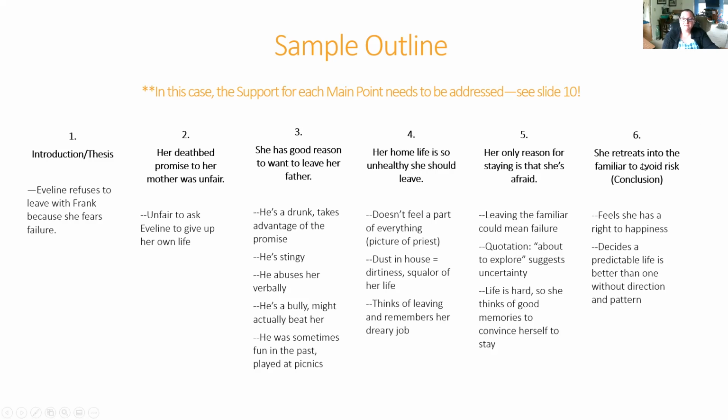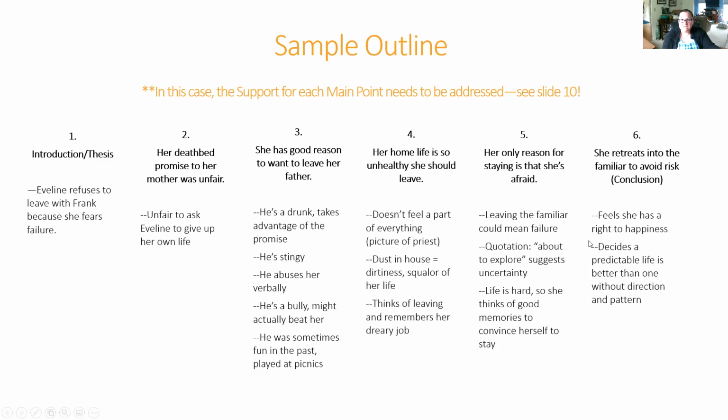Our concluding idea was that she retreats into the familiar to avoid the risk. She feels she has a right to happiness. She decides a predictable life is better than one without direction and pattern. So it's almost like, even though you're miserable, the unknown, the uncertainty is almost worse.